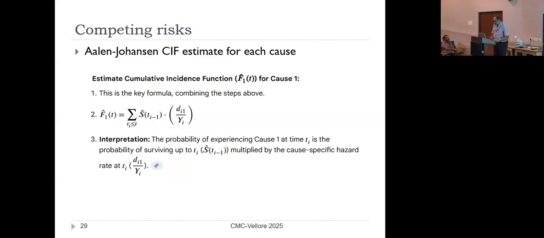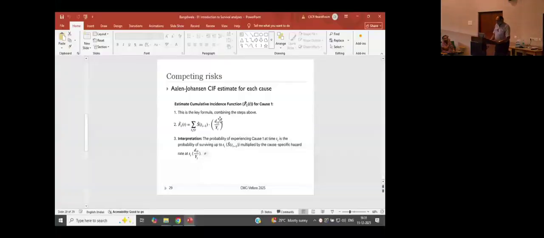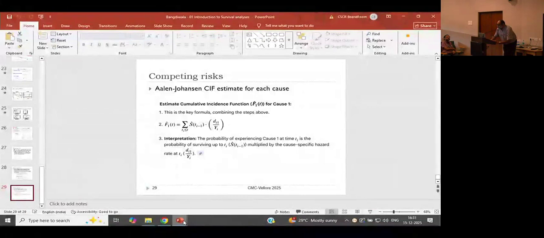Right. So now comes the other complication. Competing risk is one. The other one is multiple things.